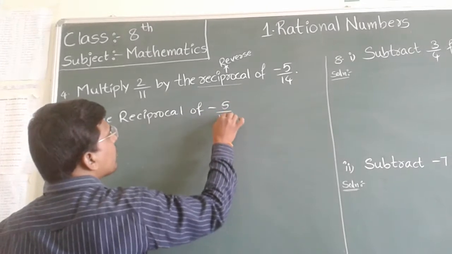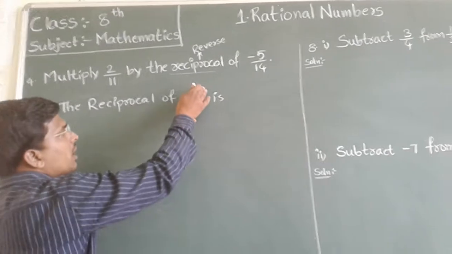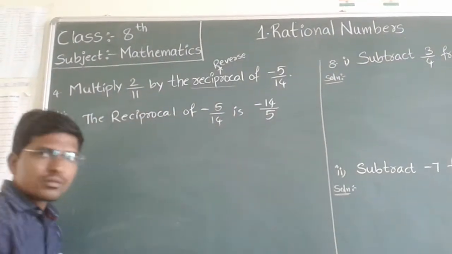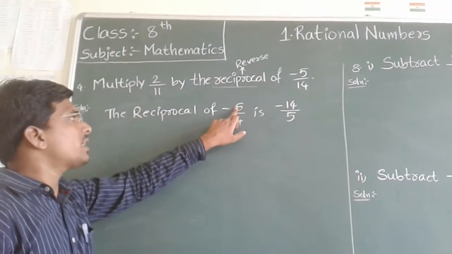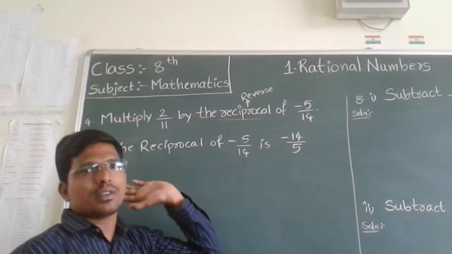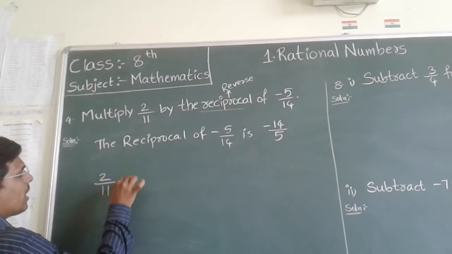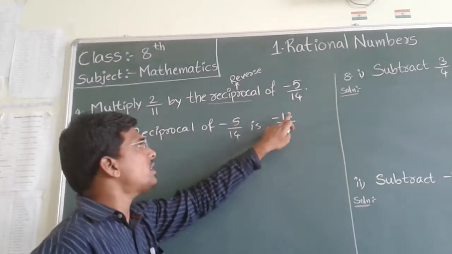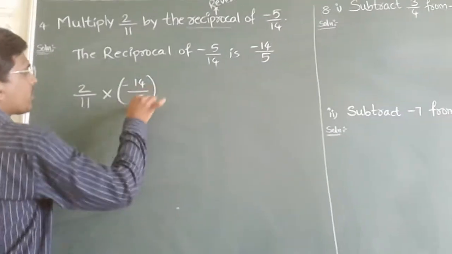The reciprocal of minus 5 by 14 is, see, numerator will become denominator, denominator will become numerator. So minus 14 by 5 is the reciprocal of minus 5 by 14. Reciprocal means reverse of the number. Now multiply: 2 by 11 into the reciprocal of minus 5 by 14, what is that? Minus 14 by 5.